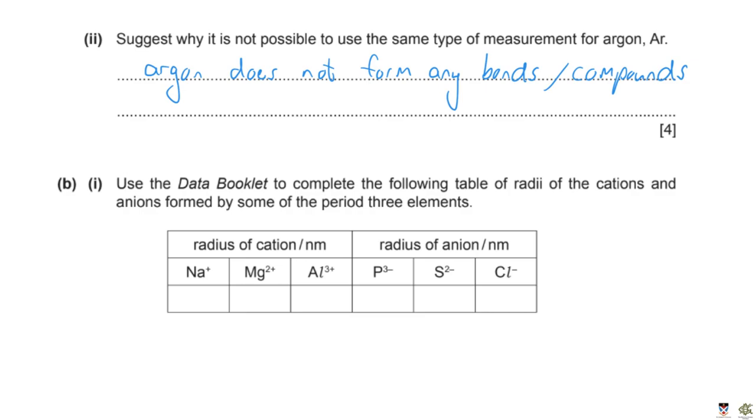Use a data booklet to complete the following table of radii of the cations and anions formed by some of the period 3 elements. So you would go to your data booklet on page 10. There's a table of atomic and ionic radii. So it is just a matter of copying down those values into this table.